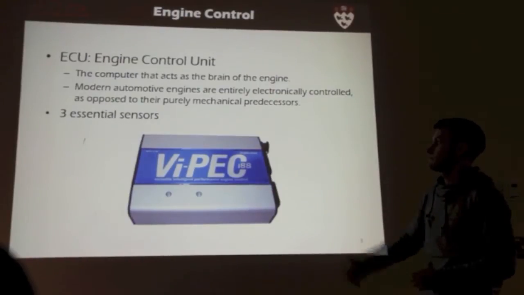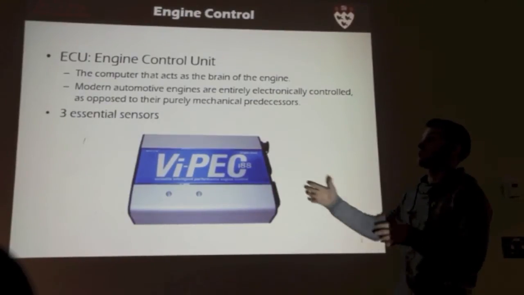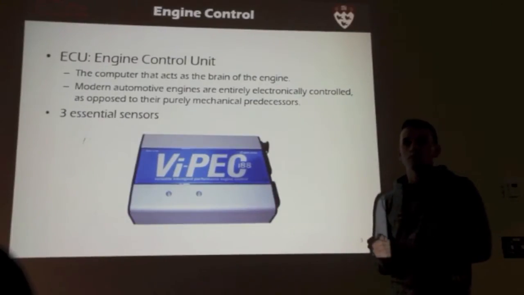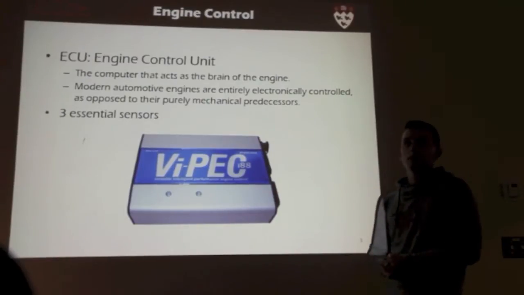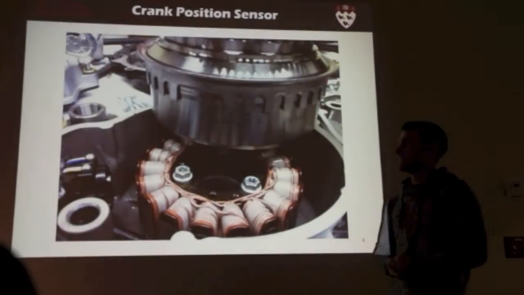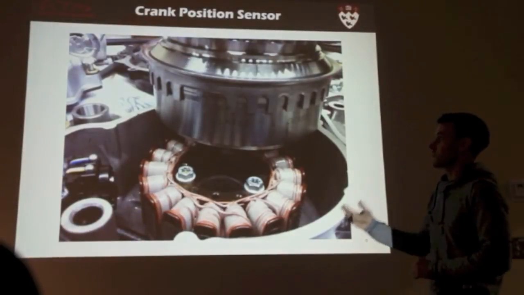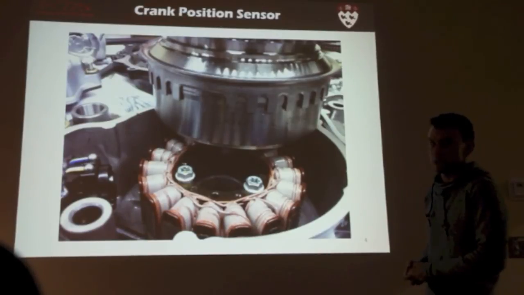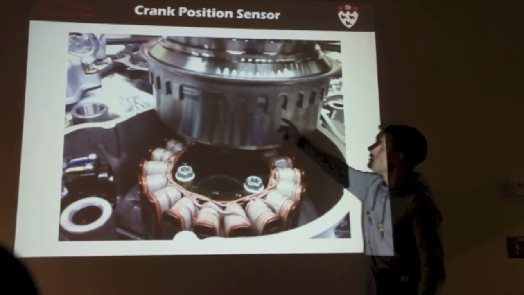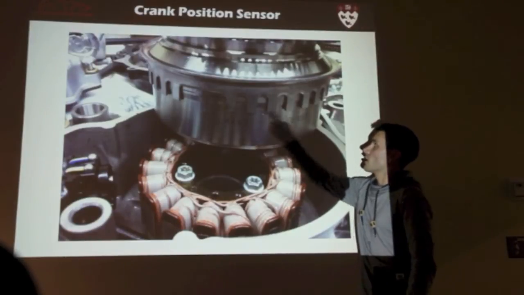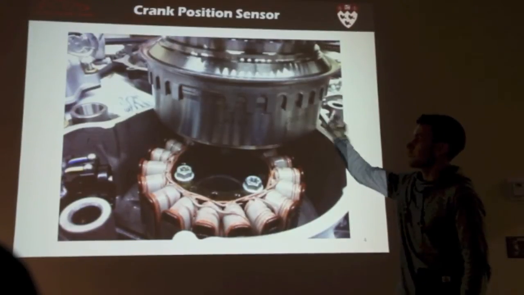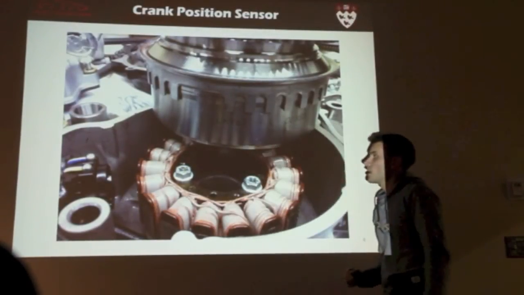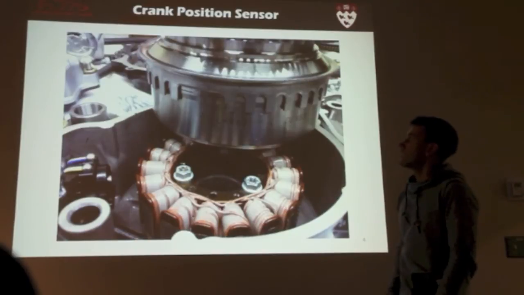In order to use an engine control unit like this, there are essentially 3 sensors that are necessary. First of all, we've got the crank position sensor. This is actually a picture of our crank position sensor from our engine. You see here, this is a flywheel, and it's got a trigger wheel that goes around it. The sensor itself is this one right here, and then this is the magneto and so on.